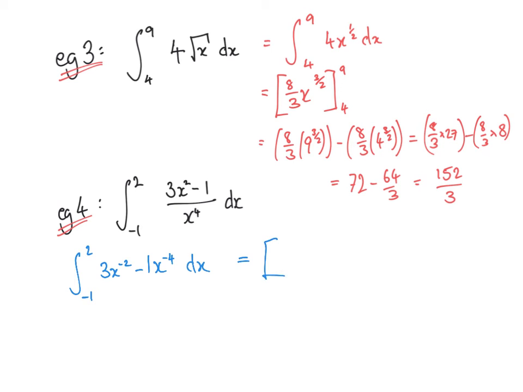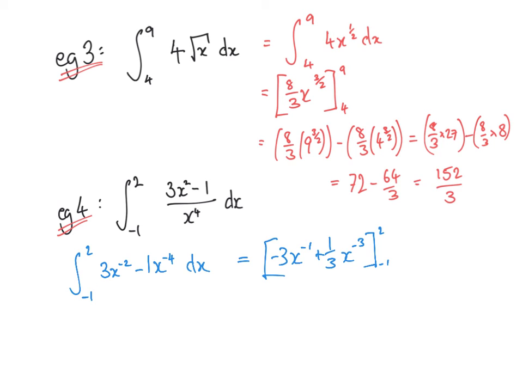So I'm going to put my squared brackets in. So x to the minus 2, raise the power by 1, we get x to the minus 1. And divide by minus 1, well, 3 divided by minus 1 is minus 3. X to the power of minus 4, when I raise that to the power of 1, I get minus 3. And when I divide minus 1 by minus 3, I get plus 1 over 3. And again, our limits are there.